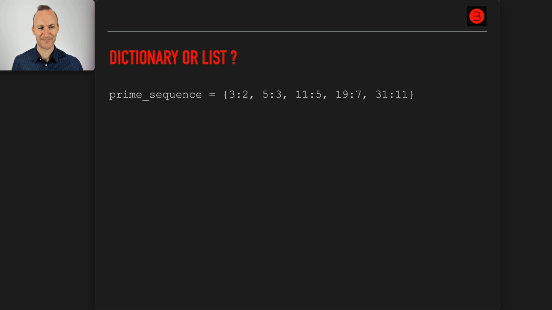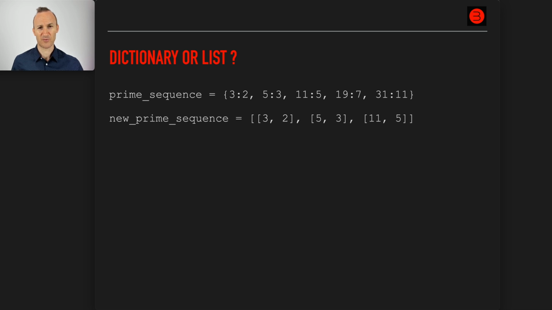Dictionary or list? So it's maybe trickier. Well, there's a dictionary, and here's the list. So why is that the list? Well, because the ordering in this case is not like 1, 2, 3. It's got 3 associated with 2, 5 associated with 3, and 11 associated with 5.